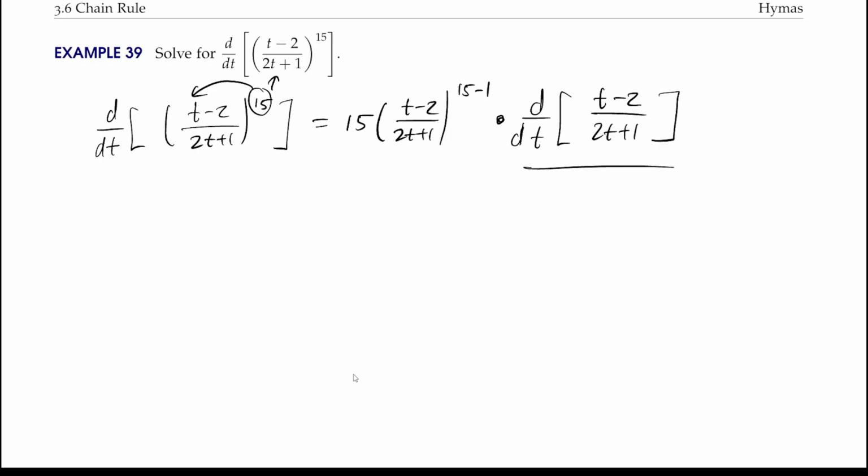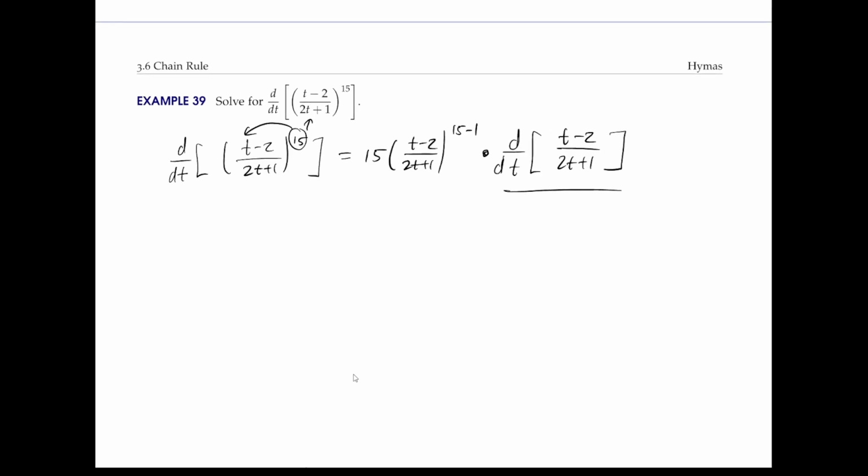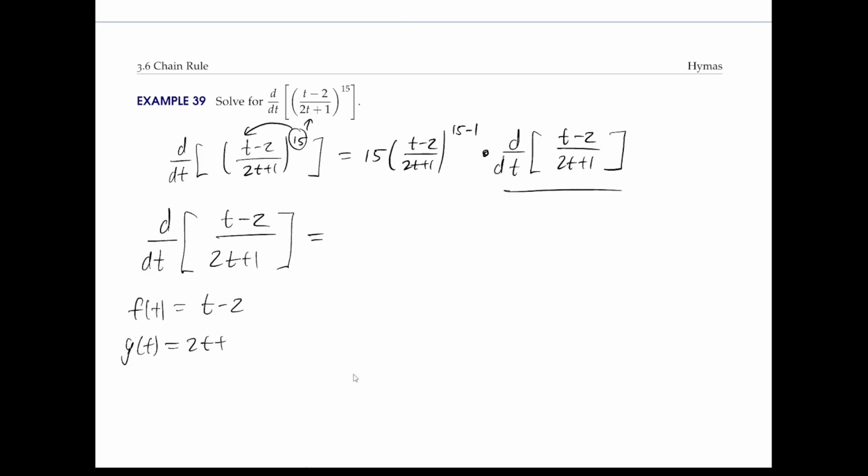So let's do this quotient rule. I'm going to go ahead and stop here for a moment, and I'm just going to do this quotient rule to the side. And then we'll find out what this is equal to, and we'll bring it all the way back to the top again and put it into this as a solution, okay? So when you do quotient rule, we have f of t on top, that is t minus 2. We have g of t on bottom, that is 2t plus 1. And then we'll do the derivatives. F prime of t is 1, and g prime of t is 2.